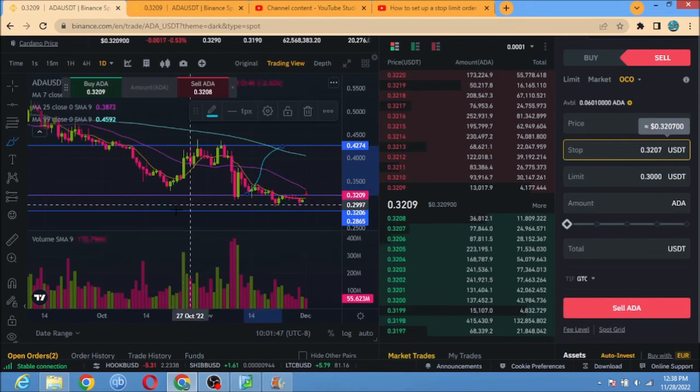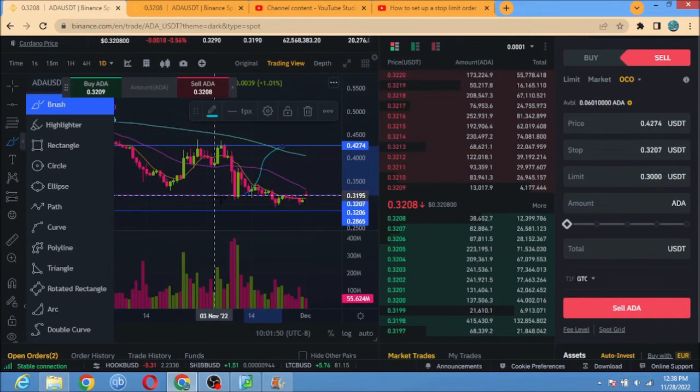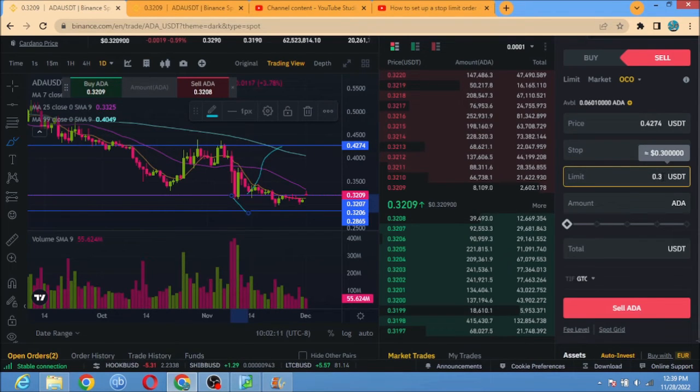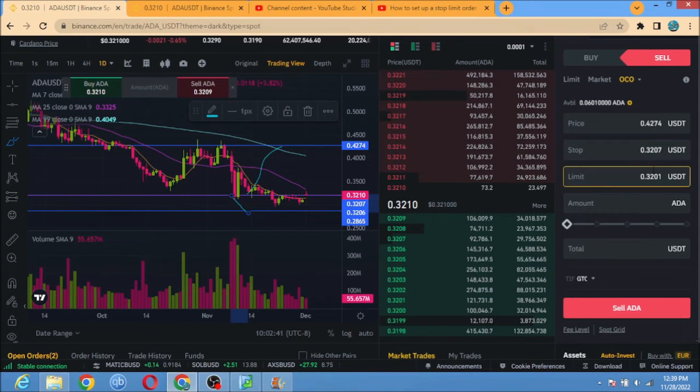If you started from here, you bought at this current price, but now the price starts to go downside. Once it reaches here, it will execute itself. So we are going to make sure that this one is our price, and we are going to make it above our stop limit. Let's use 32.01. You can see that the difference is just minimal. This is 7, this is 1. Then you say 100.